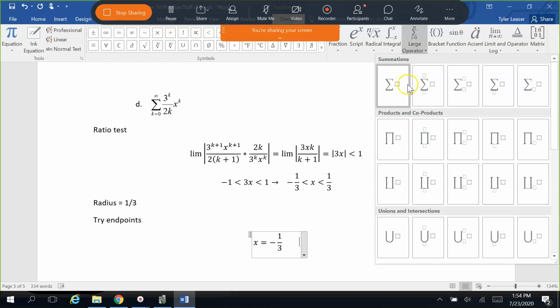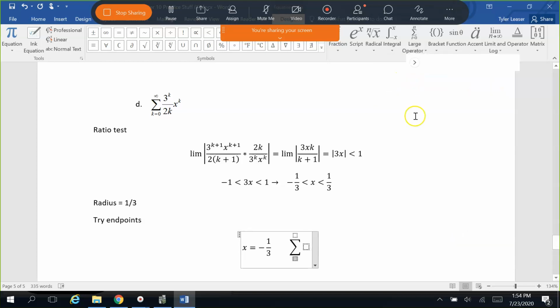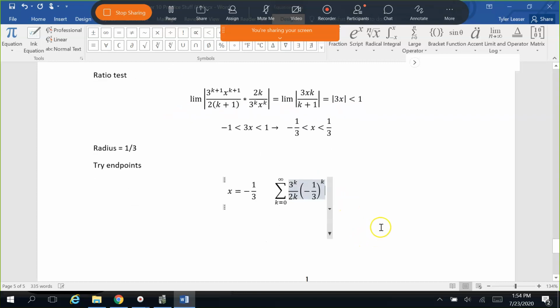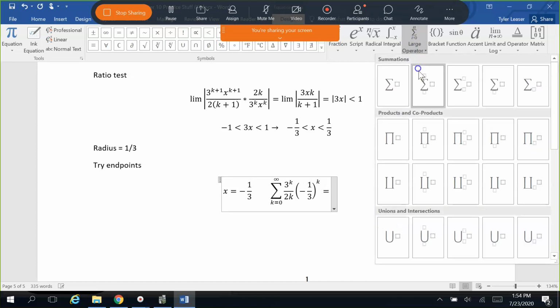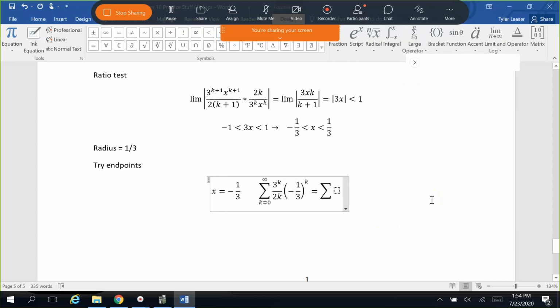This is going to be plugging in negative 1/3 in for the x of the original series. So k going from 0 to infinity, still going to have that 3 to the k, still going to be divided by 2 to the k, but then it's going to be negative 1/3 to the k. All right, simplifying this down. The negative 1/3 to the k and the 3 to the k are going to cancel out to just be a negative 1 to the k. And we still have this 2 to the k in the denominator.